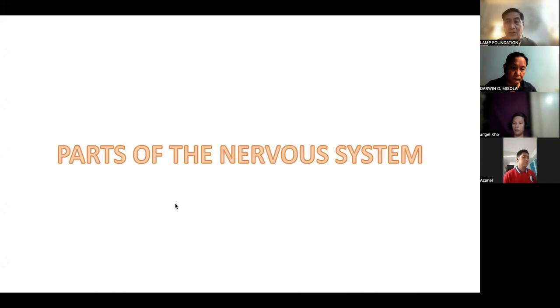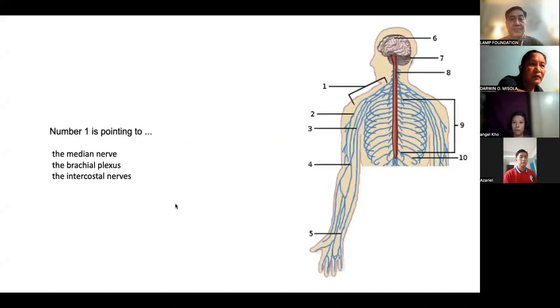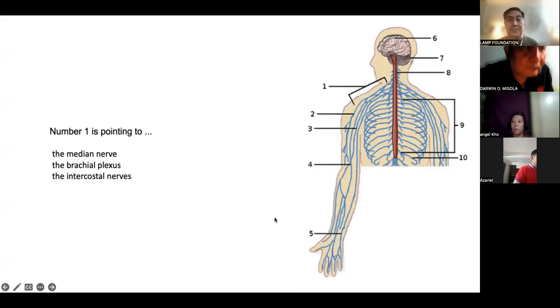Let's call on Ma'am Angel po. Good evening, Ma'am Angel. Are we ready? Good evening po, Doc Hector. Good evening, classmates. Number 1 is pointing to... Number 1 is pointing to the brachial plexus.